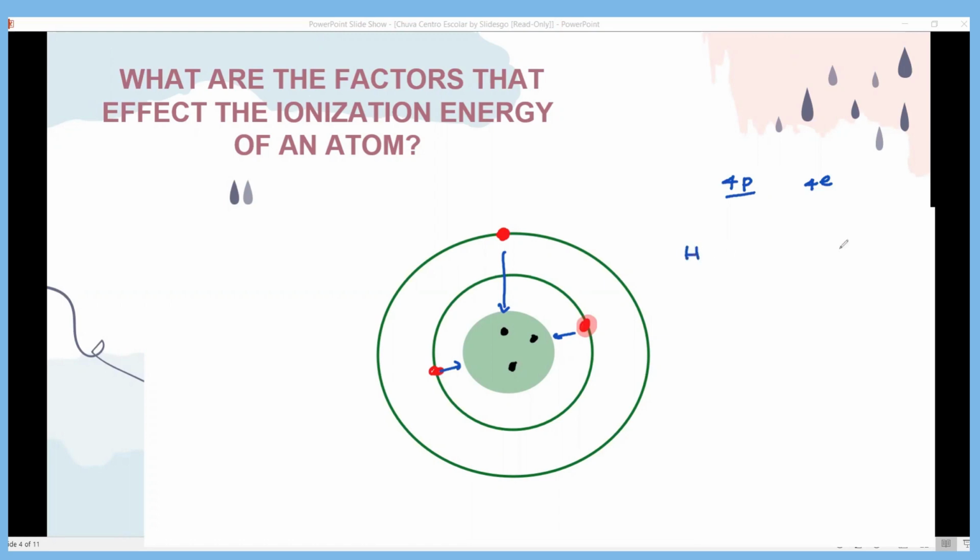So adding one proton increases the electrostatic attraction towards the nucleus. Moving ahead in the periodic table, when the atomic number increases, in other words when the number of protons increases, we will have greater ionization energy. So in the periodic table, moving left to right, the ionization energy should increase because of the number of protons being added each time.